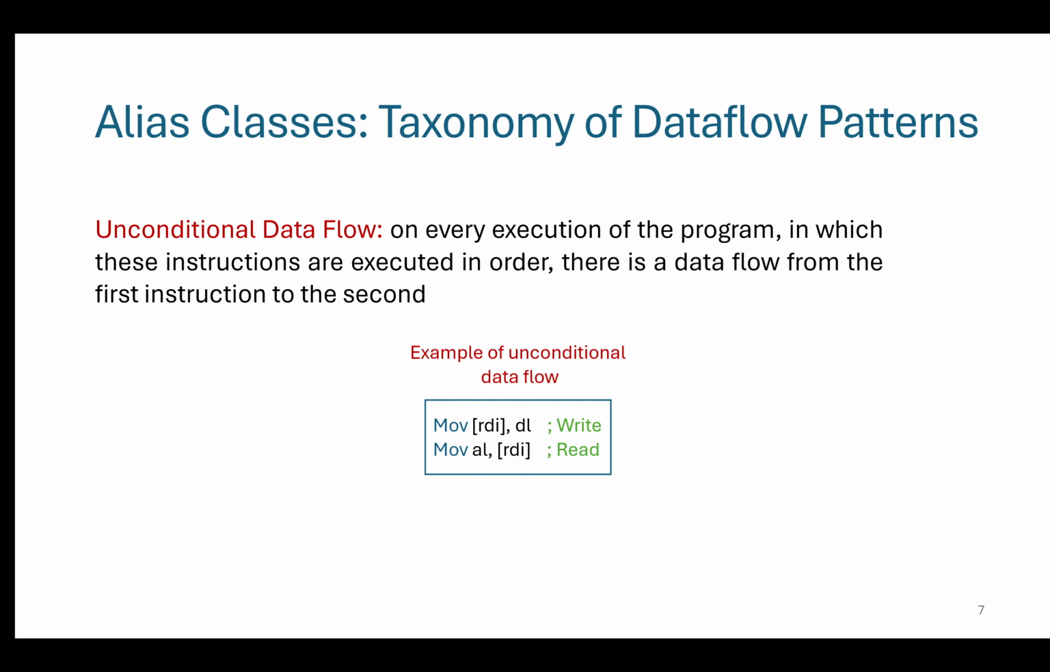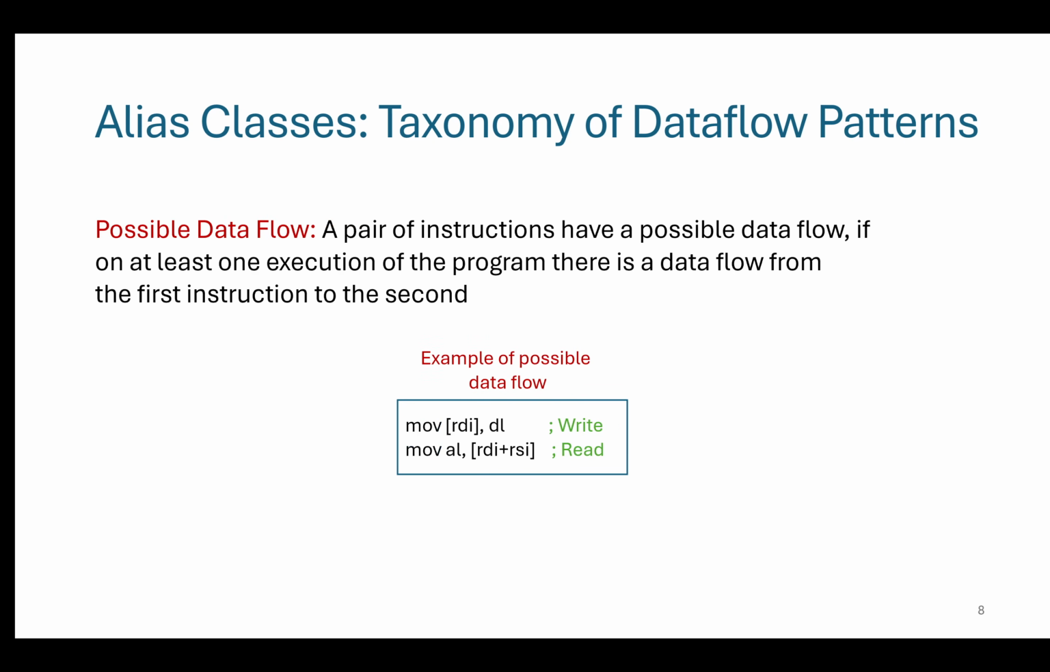Unconditional data flow means that on every execution of the program in which these instructions are executed in order, there is a data flow from the memory write to the memory read instruction. You can see such an example in this slide.